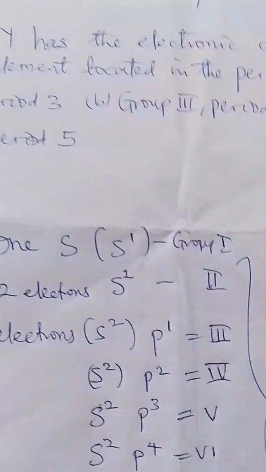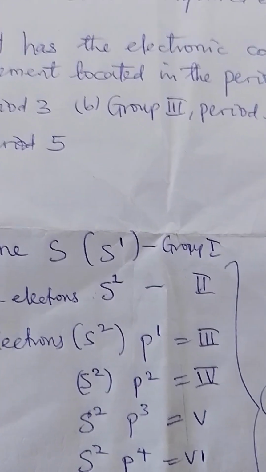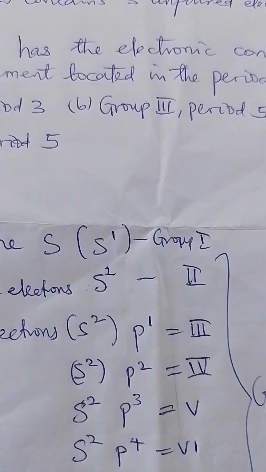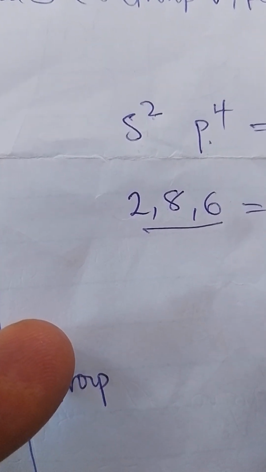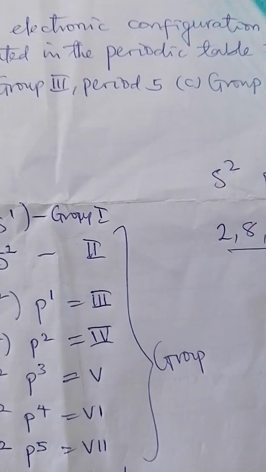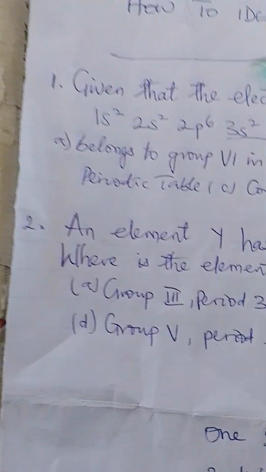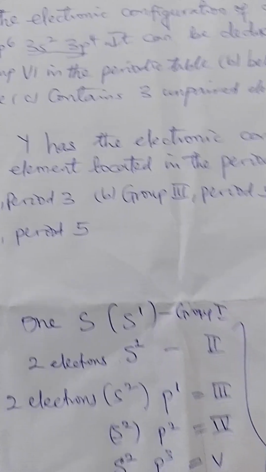But let's see the period it belongs to. We have 10, so the first shell will be 2, second shell will be 8. They're out of how many now? This is 10, 16. So the next one will be 6. So you can see there are 3 shells. So that will be period 3. Do you have anything like that? Let's see the options. Belongs to period 4, that is wrong. So the answer is A. It belongs to group 6 in the periodic table via this method.